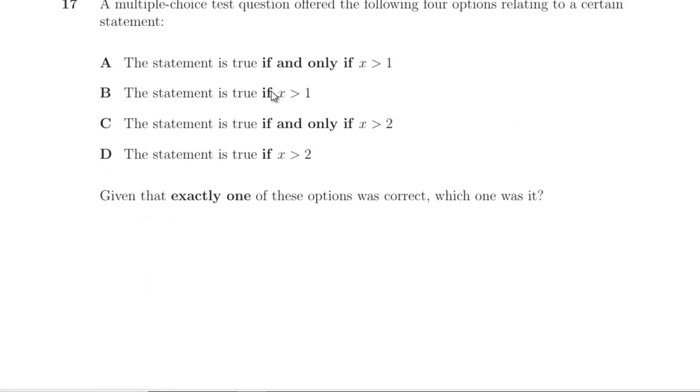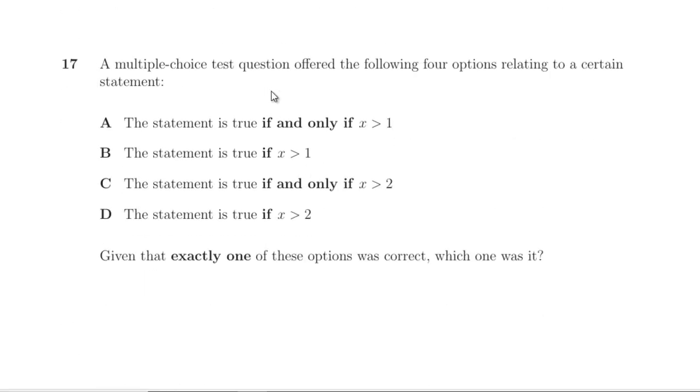So that's pretty straightforward. A multiple choice test question offered the following 4 options relating to a certain statement. Given that exactly one of these options was correct, which one was it? So exactly one of these is correct. Well, if you got B, you're going to get D. That doesn't work because it's true if x is greater than 1, so it'd also be true if x is greater than 2. So it's not going to be B.